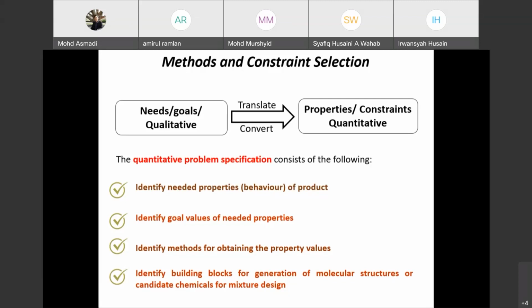Okay, yang ni adalah you kena tengok macam mana nak dapatkan dia punya behavior of the product lah, yang you boleh dapatkan. Okay, kemudian identify the building blocks. Okay. Untuk generate molecular structure lah. Ini yang penting. Okay, selalunya kat situ dia ada constraint-nya.